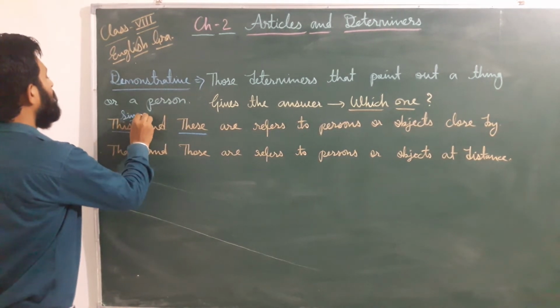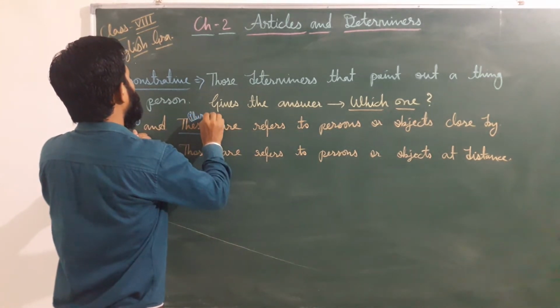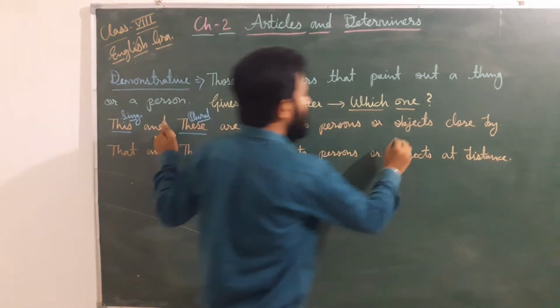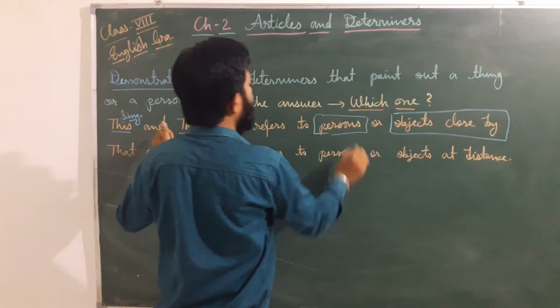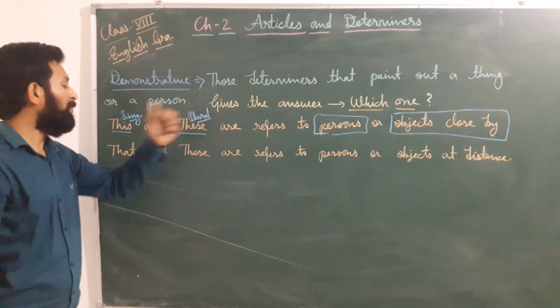If the case is singular, you have to use this, and if the case is plural, you have to use these. And what's the condition? Objects close by. Whichever object or person is close by, you have to use this and these. This is used for singular, these is used for plural.